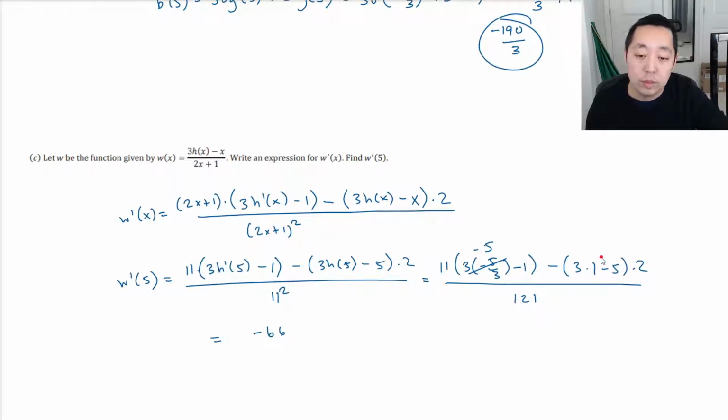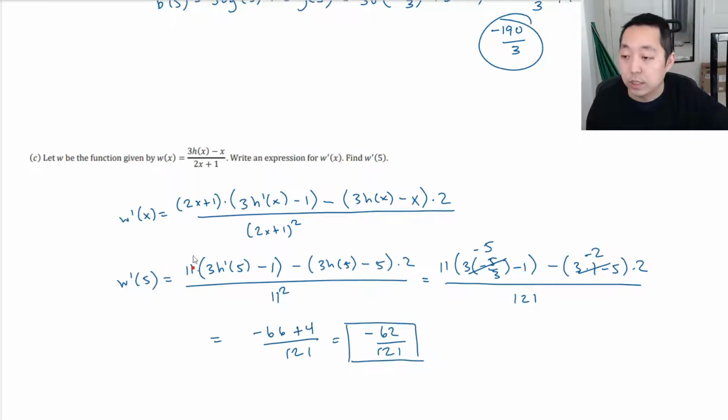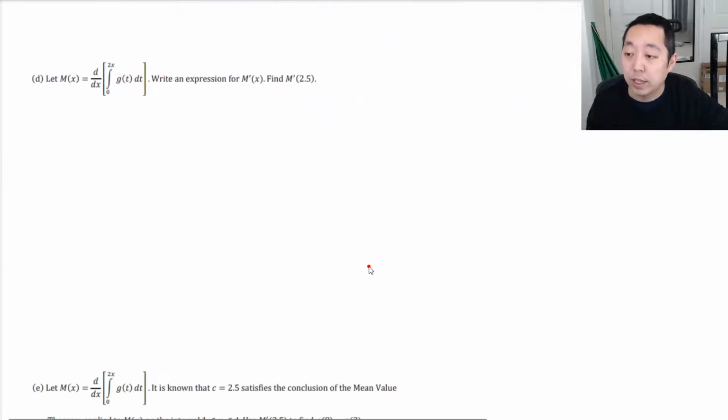3 minus 5 is negative 2. Negative 2 times 2 is negative 4. Minus negative 4 is plus 4 over 121. And so that's negative 62 over 121. And that's not divisible by 11, so that's as simple as it's going to get. Again, you can use a calculator for that.